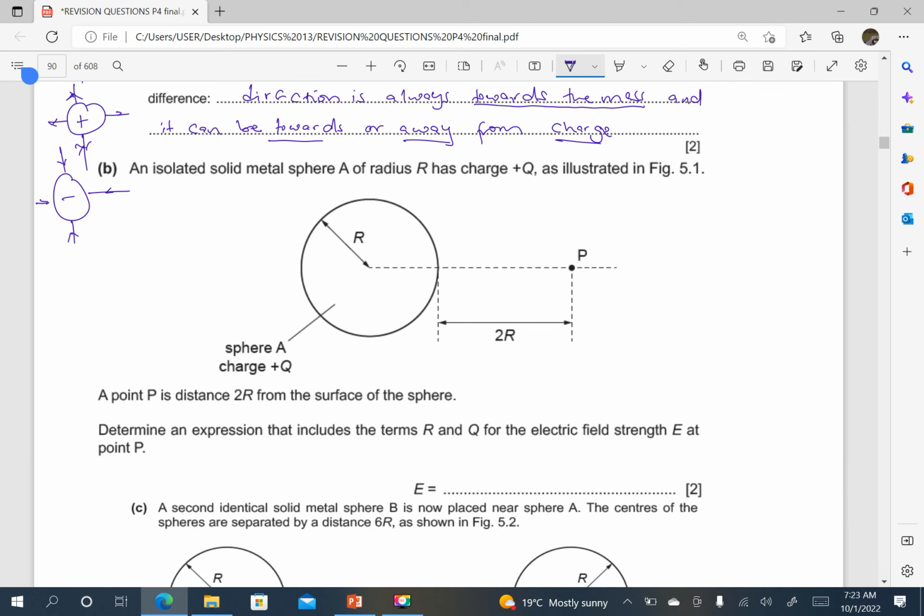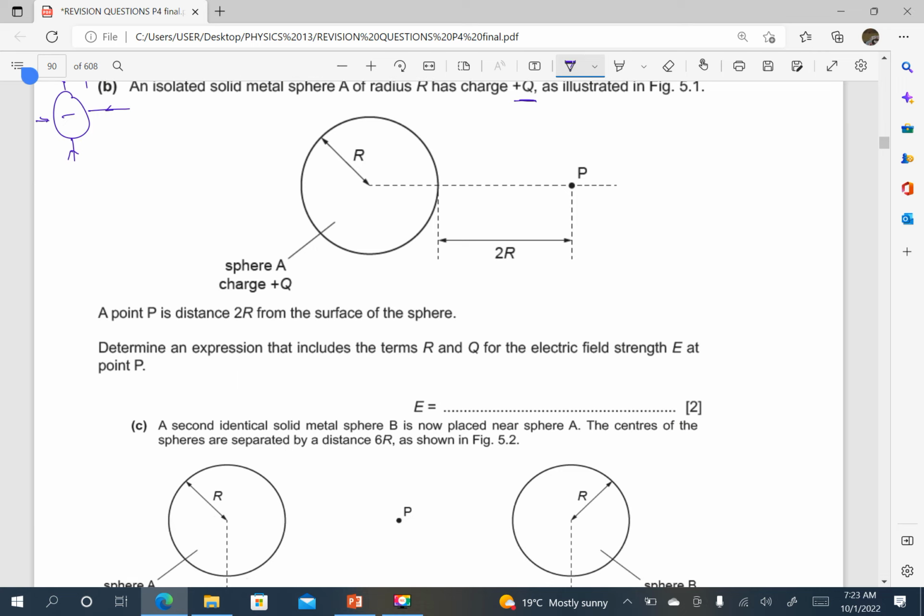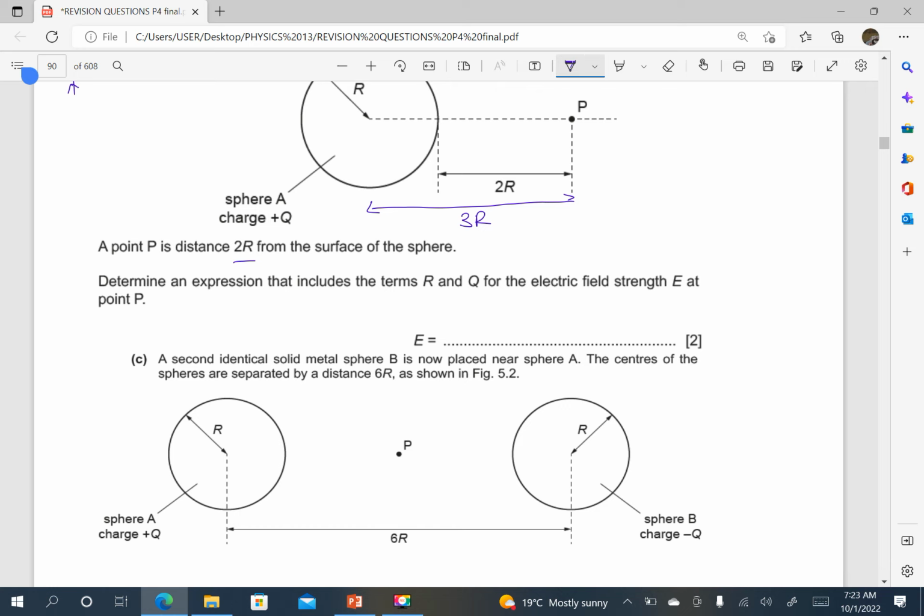An isolated metal sphere A of radius r has the charge positive q, as illustrated. A point P is distance 2r from the surface of the sphere, so that means the total distance from P to the center is 3r. Determine an expression that includes the terms r and q for the electric field strength E at point P.